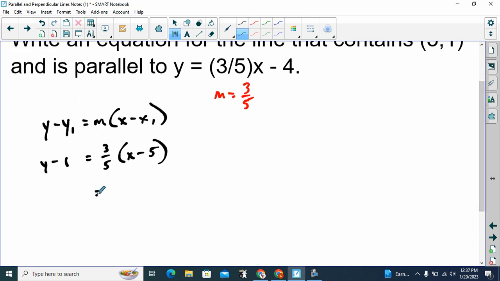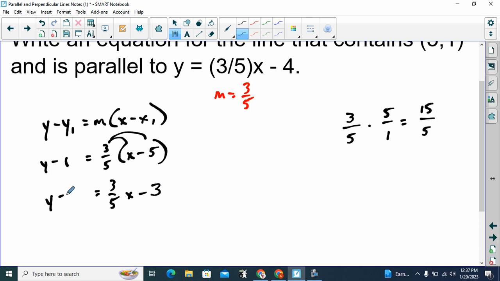Distribute. 3/5 times x. 3/5 times negative 5. Positive times negative. 3/5 times 5. 3 times 5 is 15. 5 times 1 is 5. 15 divided by 5 is 3. Add 1 to both sides. Y equals 3/5 x minus 2.